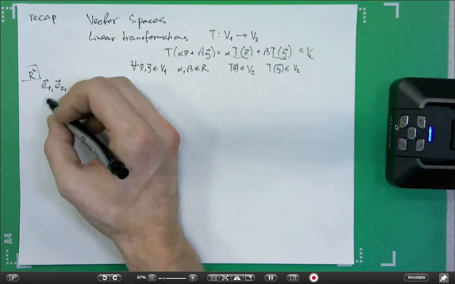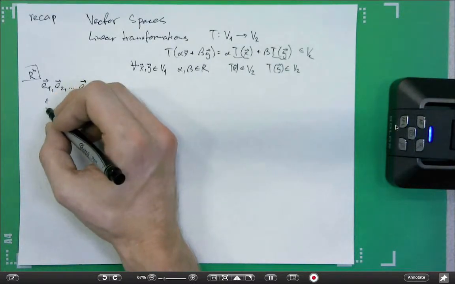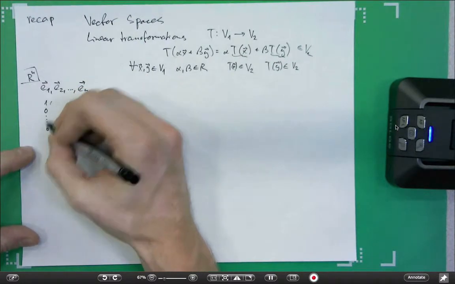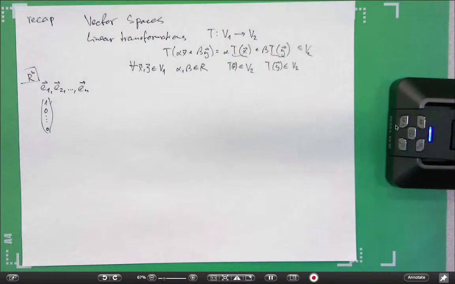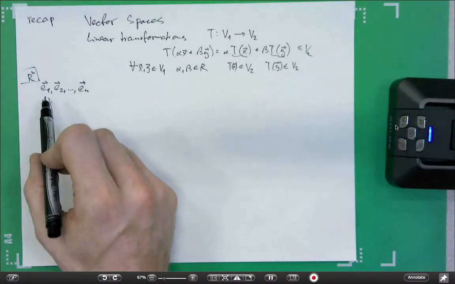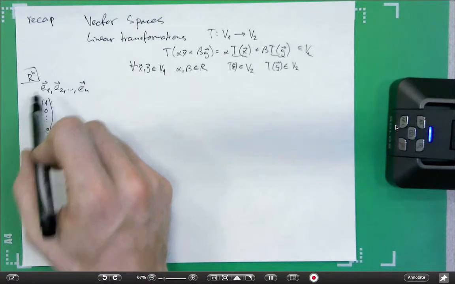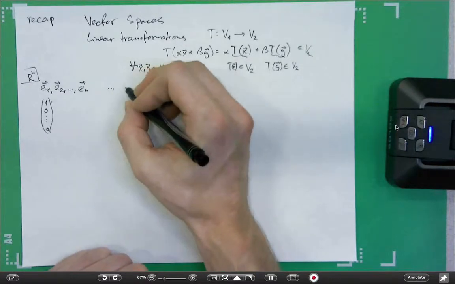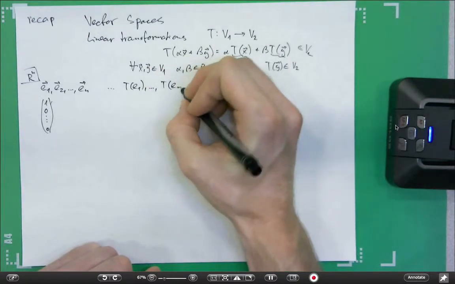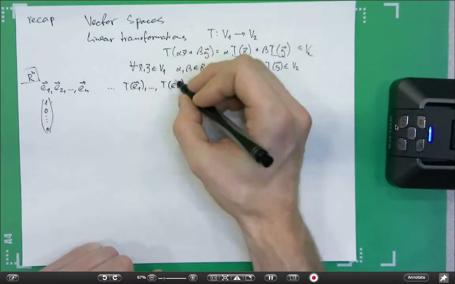So do you remember what e1 is? If I have n dimensions, that means there is a 1, and then there are n minus 1 zeros. That's what e1 is, right? And the action of the linear transformation is completely captured by the action on the basis vectors. So all I need to know is Te1, Te2, and so on up to Ten.